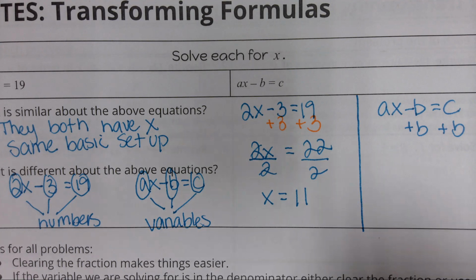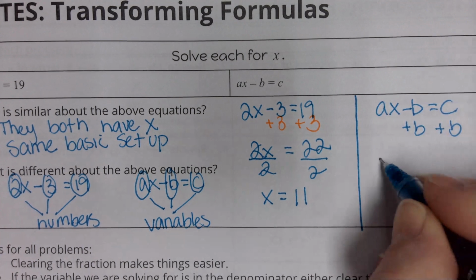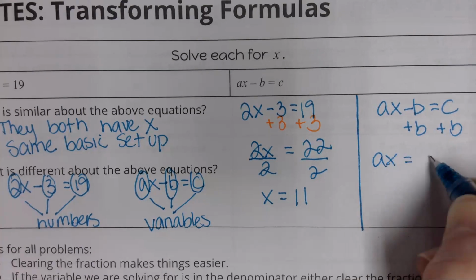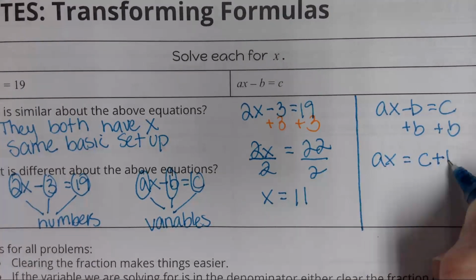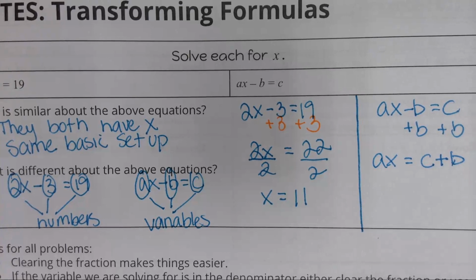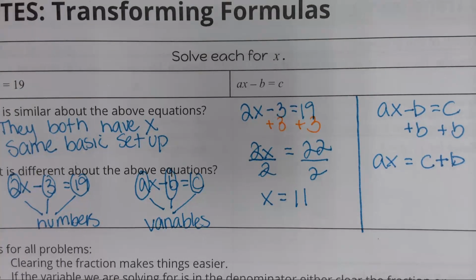So now left on this side, I have ax, and on this side, because I do not know what these numbers are, I'm just going to leave it as C plus B. Whatever they are, I would add them together, but I don't know what they are. Do you remember the next thing is I divided by 2. So what could I divide by to get the x alone on this one?